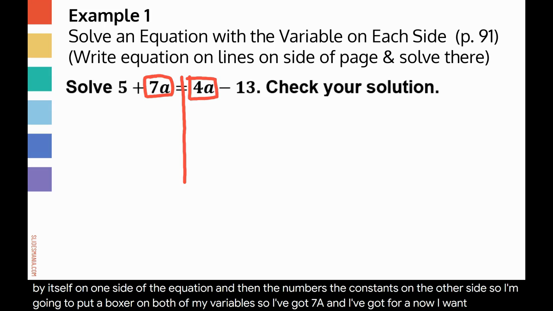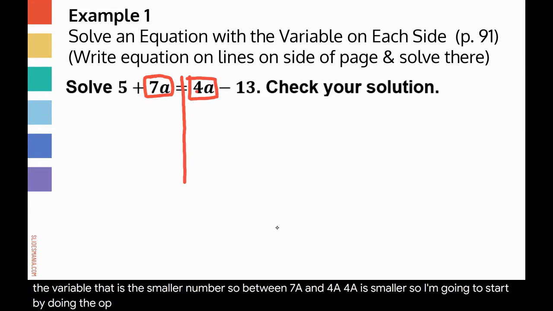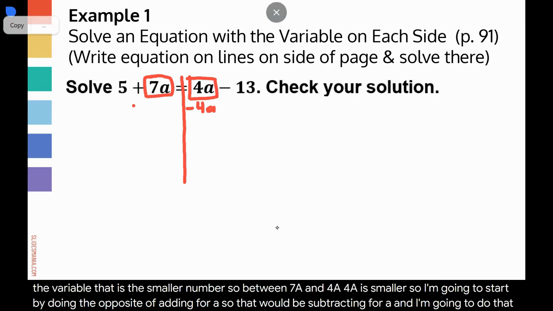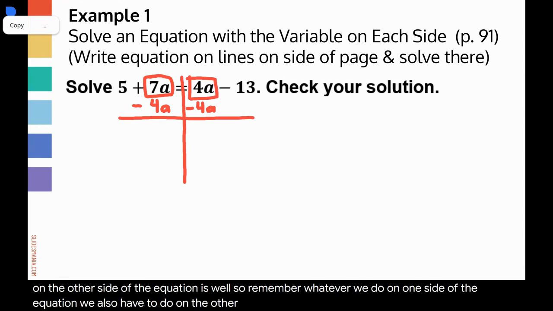Now I want to move the variable that is the smaller number. So between 7a and 4a, 4a is smaller. So I'm going to start by doing the opposite of adding 4a. So that would be subtracting 4a. And I'm going to do that on the other side of the equation as well. So remember, whatever we do on one side of the equation, we also have to do on the other side.